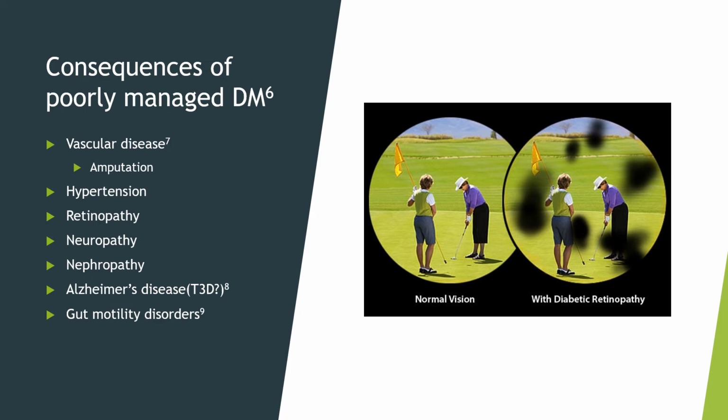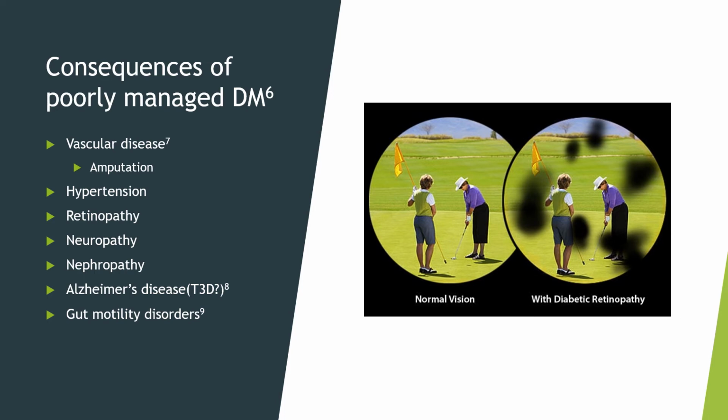these small vessels that are supplying the eye are now not getting oxygen and blood to the eye. This is what we see over here, diabetic retinopathy. This is normal vision. This is what happens in diabetic retinopathy. Again, effectively caused by poor blood flow to the small vessels supplying the eye. Neuropathy, same deal, damage to the small blood vessels supplying the nerves. Nephropathy, this is kidney disease.